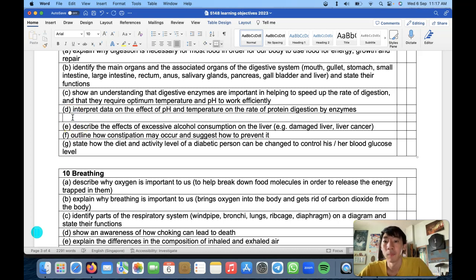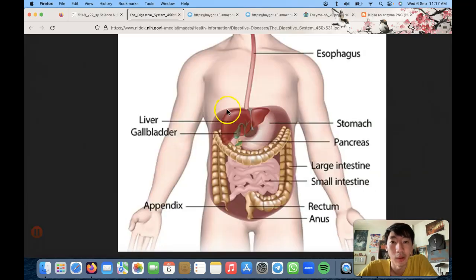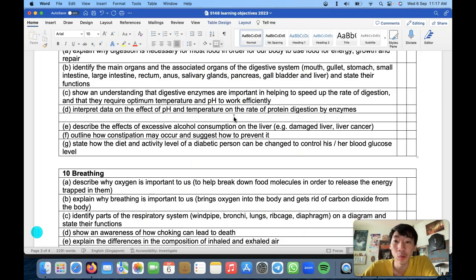excessive alcohol consumption on the liver. So back to our liver. We know our liver has a few jobs. Firstly, it produces bile, but secondly, it also helps to remove alcohol from our blood. When you drink alcohol, where does it go? It actually doesn't come out in your pee. You drink water, you pee out water. But when you drink alcohol, where does the alcohol go? It will actually be detoxified in your liver.